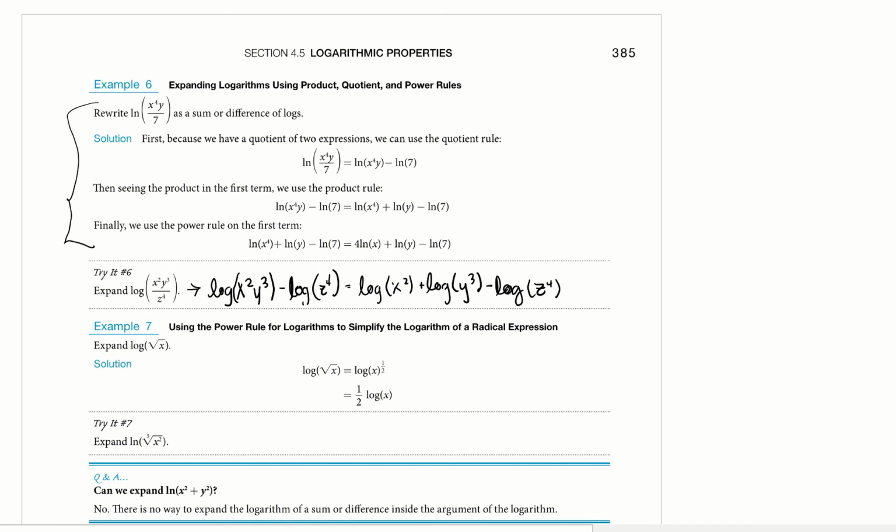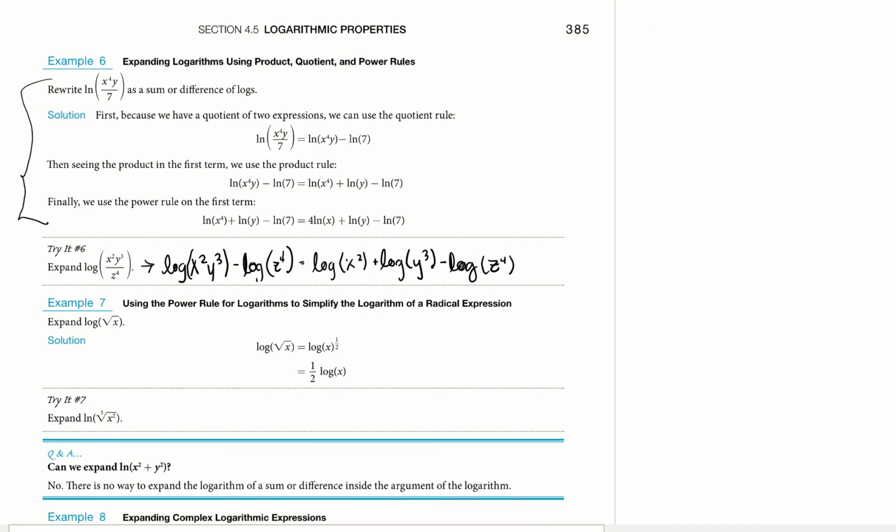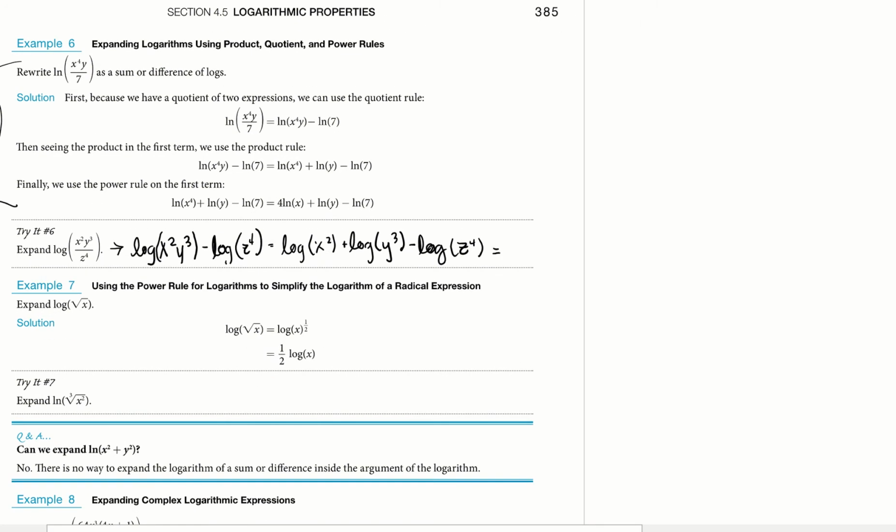And here I used the product rule, that multiplication one. Now I'm going to use the power rule. So I get 2 log x plus 3 log y minus 4 log z. That is everything all broken down.